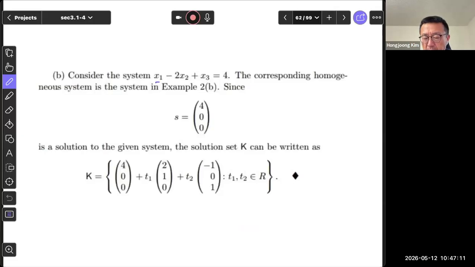Previously, moments ago in the beginning of today's class, we considered the homogeneous problem for this system. And for that problem, the dimension of the solution space was 2, and I claimed that these two will generate K sub H. And if I add one particular solution to this problem, then you get K.